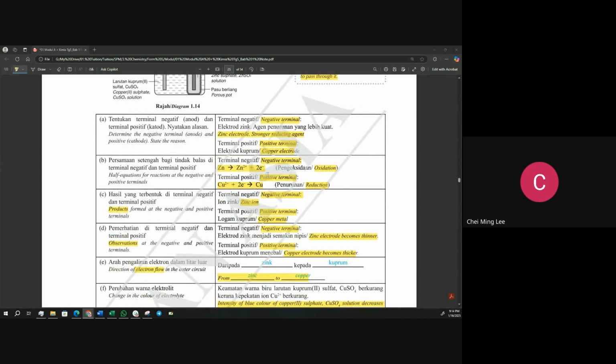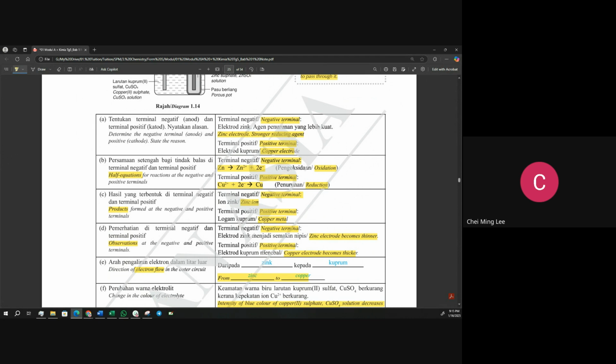In the negative terminal, zinc will be oxidized and become zinc ion. Copper ion will be reduced into copper. This one is a half equation. So for the products, the negative terminal will give zinc ion, while the positive will give copper metal, or we call it copper deposit. Deposit means something that we take out from the reaction and it drops down, like sand.